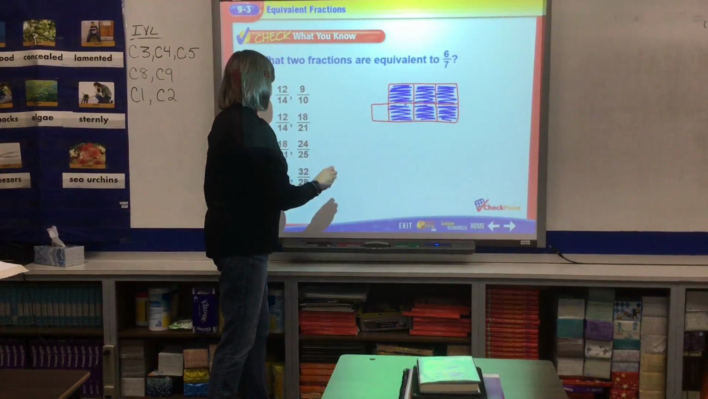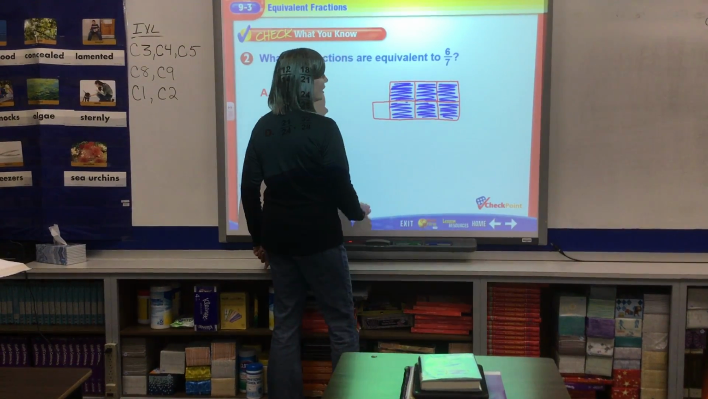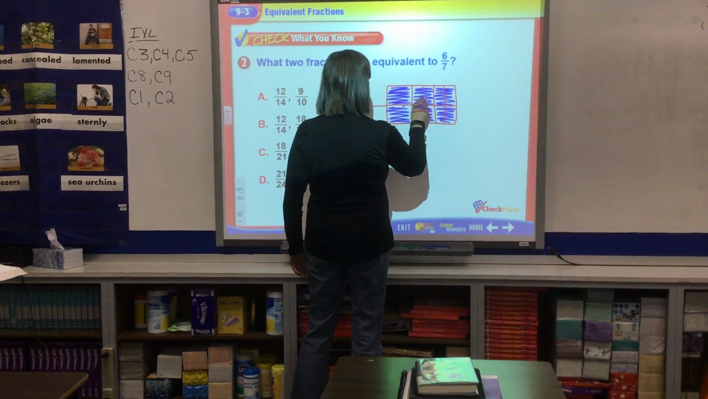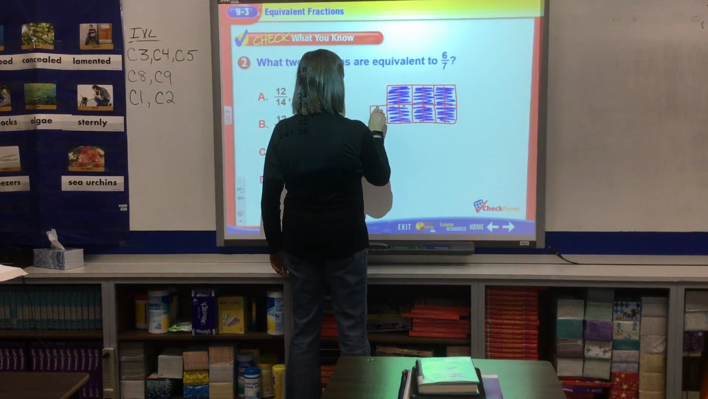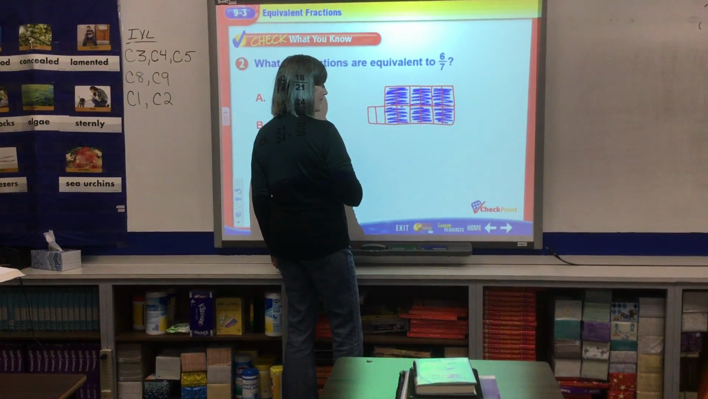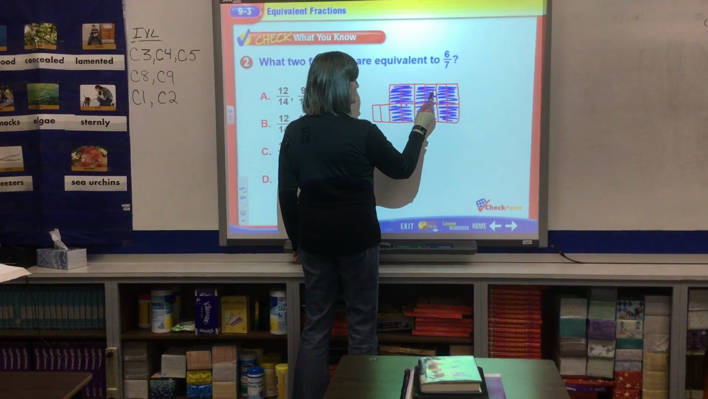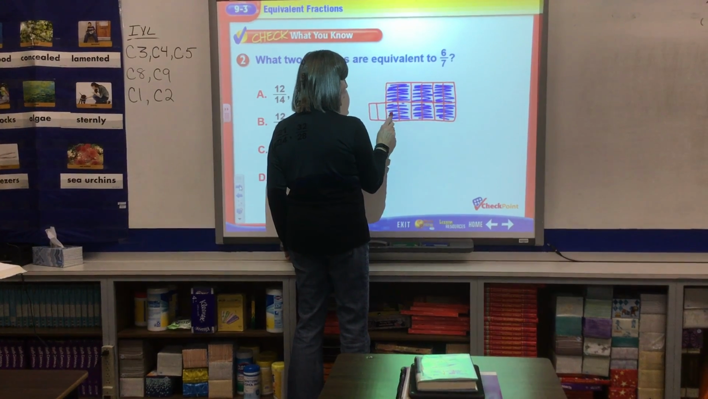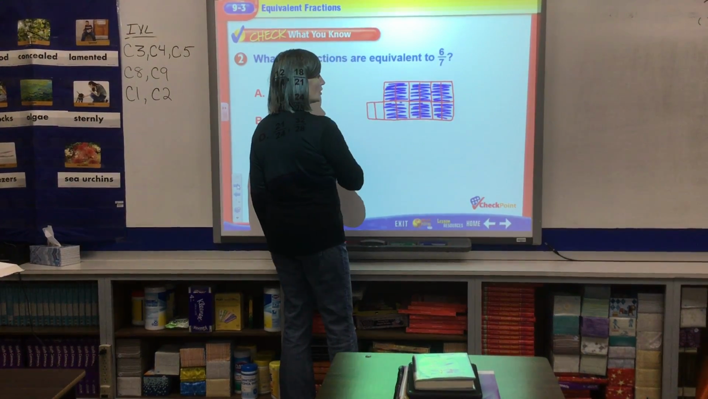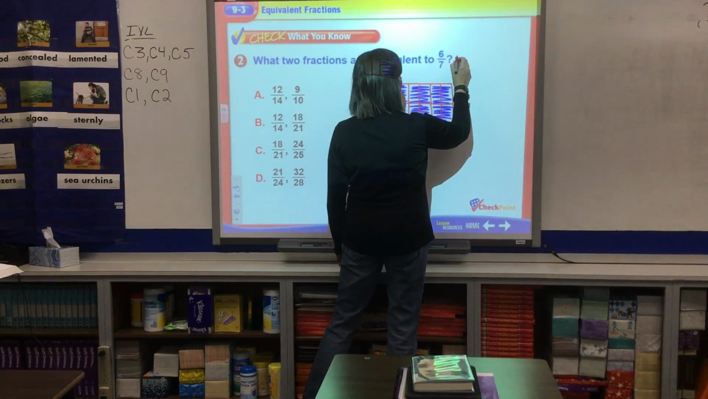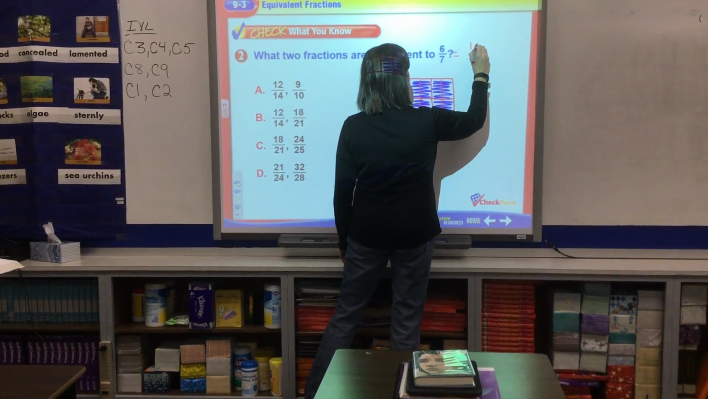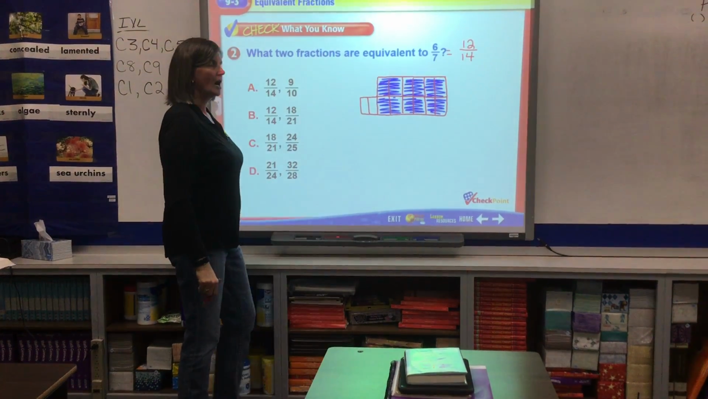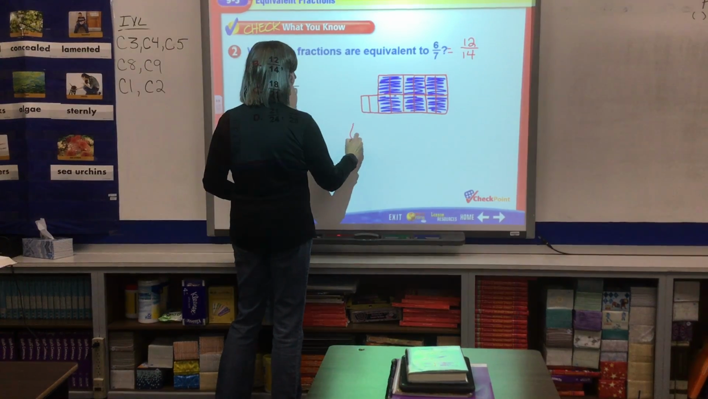All right, now, if I took my red marker and I split each of these in half, like this, and now we count them, now we have 1, 2, 3, 4, 5, 6, 7, 8, 9, 10, 11, 12 out of 13, 14. All right, so based on my picture, I have just said 6/7 is equivalent to 12/14. Let's do that math problem and see if that is true.